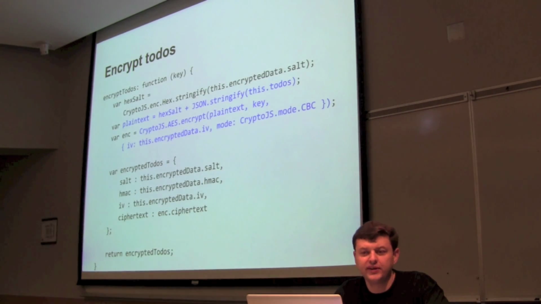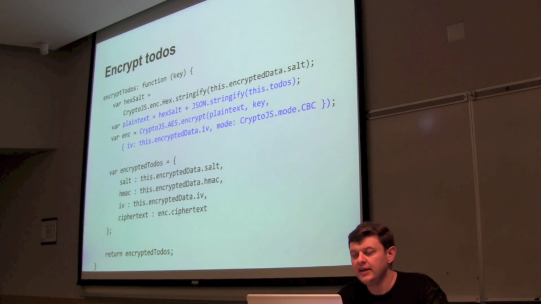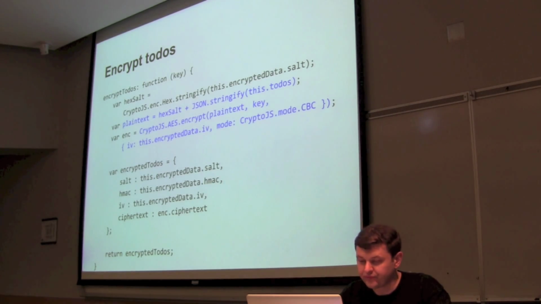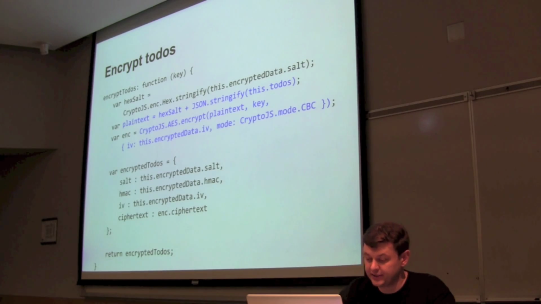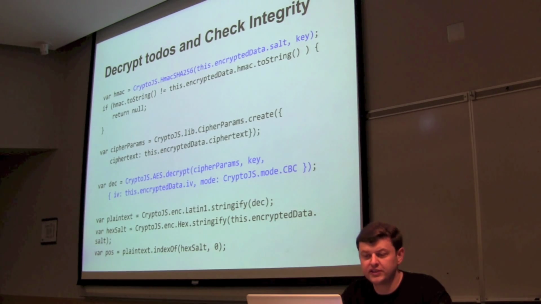So when I actually wanted to encrypt the to-dos, the text in blue is the key things. I wanted to take the salt that I had, turn it into a hex string, and concatenate that with my actual to-do JSON string, and take both of those things and make that the text I wanted to encrypt. Then I took that data and I encrypted it, and then you'll see here the value that comes out: my salt, my HMAC, my IV, and my ciphertext.